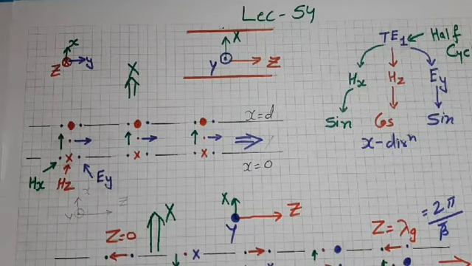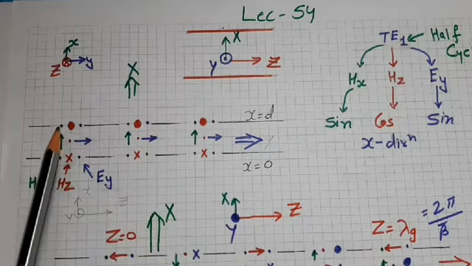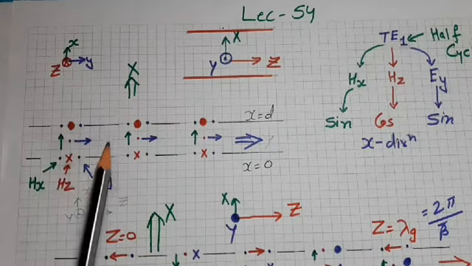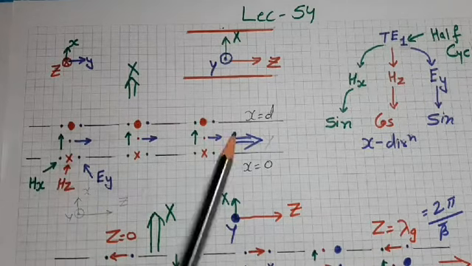So these are the variations of Hx, Hz and Ey in x direction. Now as we know, in y direction, there is no boundary.